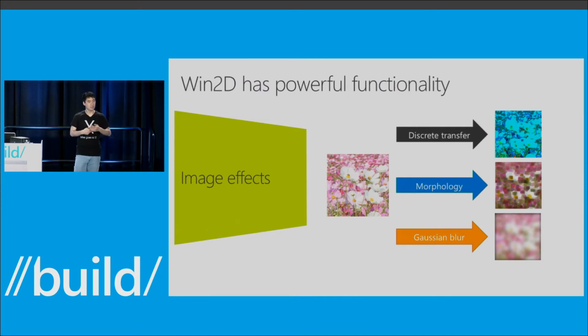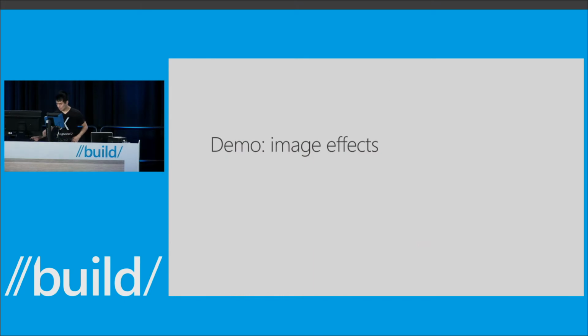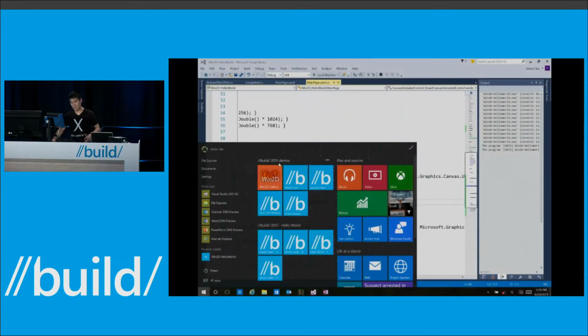Win2D provides a library of over 30 built-in effects. But the real power you get with effects is that you can combine them together into chains and graphs and animate them in real time. All right, let's take a look at some effects. So we go back to the example gallery. Here, for example, we have something basic, Gaussian blur, and we're just changing the blur radius over time.